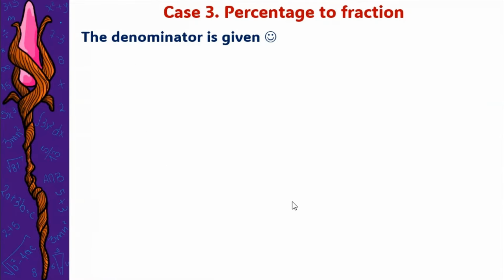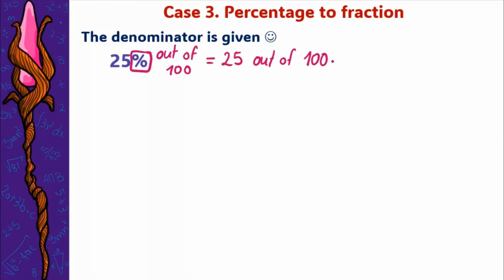Okay, now let's convert a percentage into a fraction. Basically, the denominator is given. When you have a percentage, this percentage sign means out of 100. So when you talk about 25% of the people, it will be 25 out of each group of 100 people. That means we can express this as 25 out of 100. And what is that as a fraction? It's 25 out of 100.